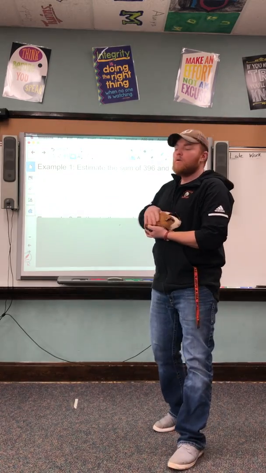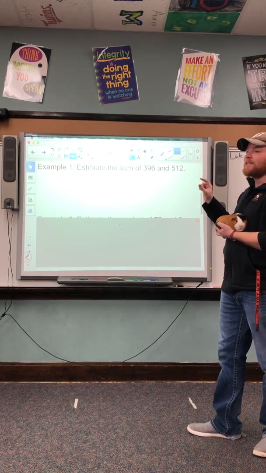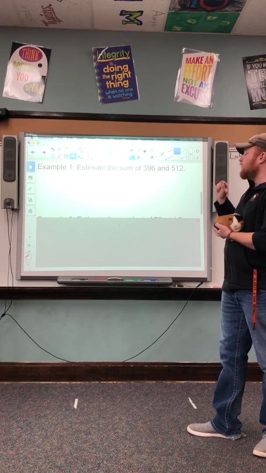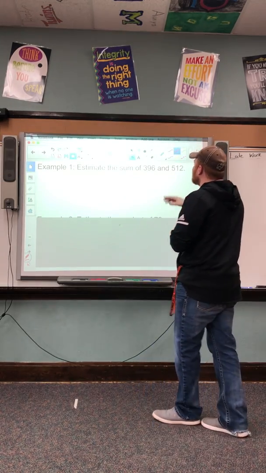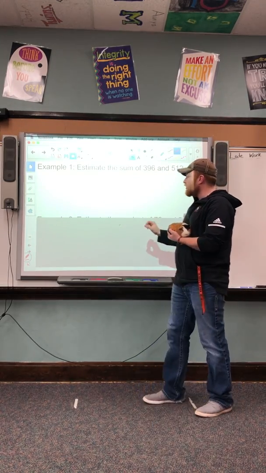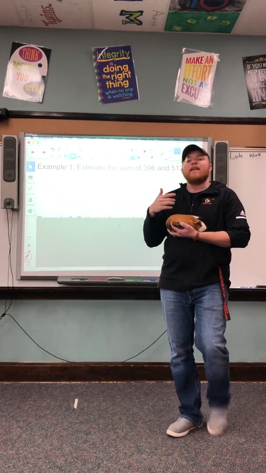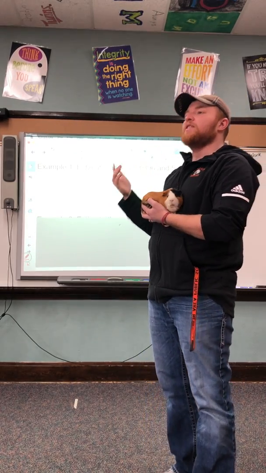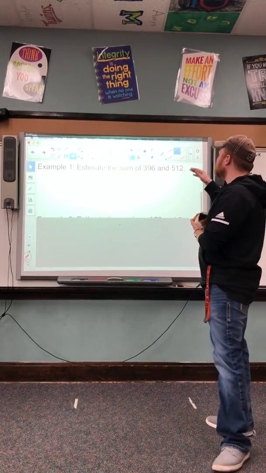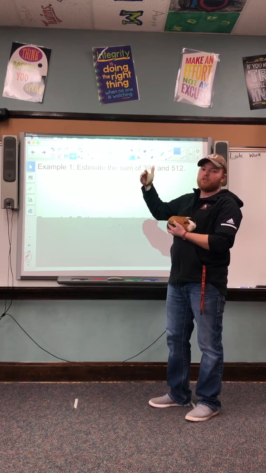Now remember, the sum, what's it asking for? Estimate the sum of 396 and 512. What operation does that deal with? That deals with adding. So we're going to have to add these two together. But first, let's estimate these two numbers. It's not saying to estimate to the nearest hundreds or nearest fives or nearest tens, but since they're pretty close to the hundreds, we'll round to the nearest hundreds.